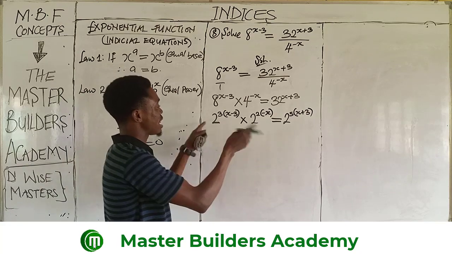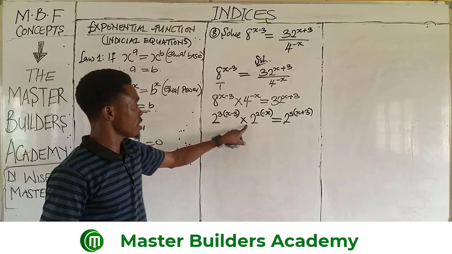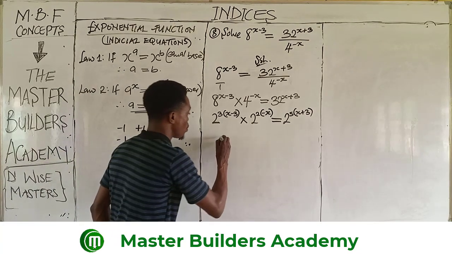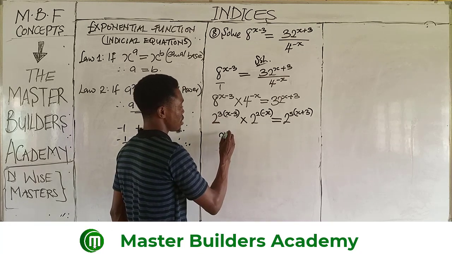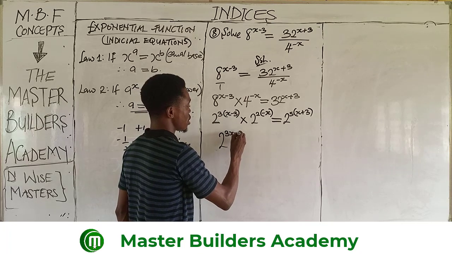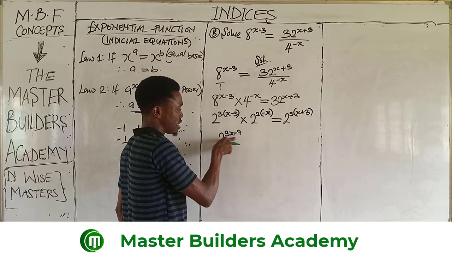All we need to do now is that at the left hand side, we can pick one of the bases and sum up the powers since the bases are connected with a multiplication sign. Therefore, I will put down the first base. Now I can multiply out this first bracket. 3 times x is 3x, and 3 times minus 3 is minus 9. Everything here is the power of the first base.